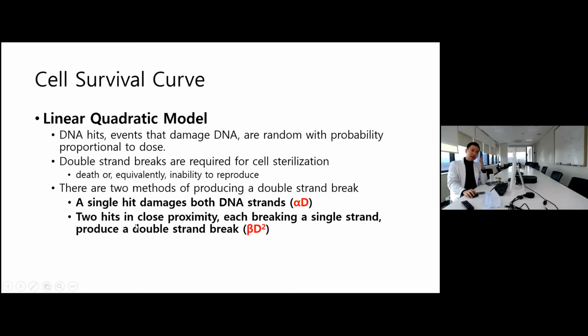And as I explained, there are 2 methods of producing a double strand break. And these are 2 components, which is the single hit damage, which can induce a double strand break, which is the component of alpha D. And beta D square is a part where there are 2 hits in close proximity, each breaking a single strand and producing a double strand break.